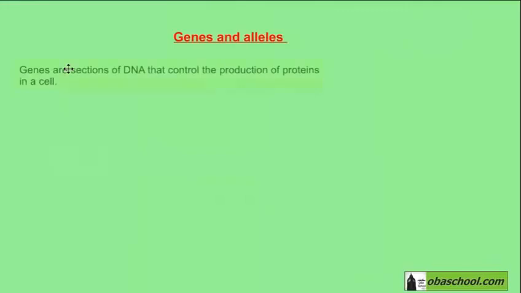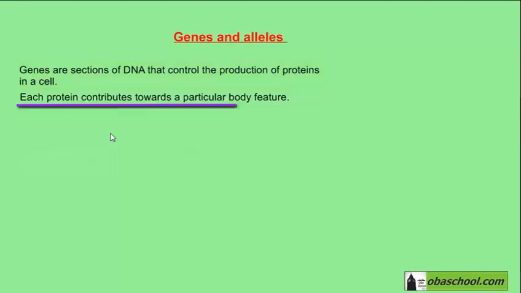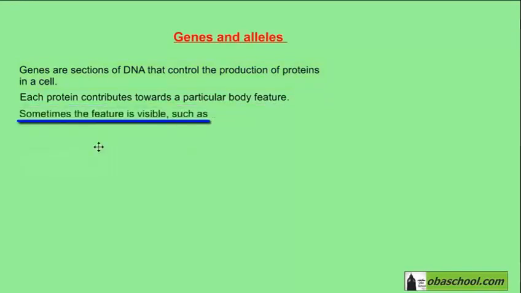Genes and alleles. What are genes? They are sections of DNA that control the production of proteins in a cell. And every protein will contribute towards one feature in the body. Some of them can be visible, like eye color.